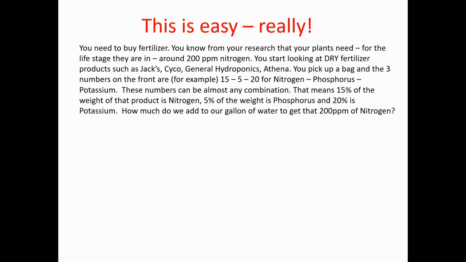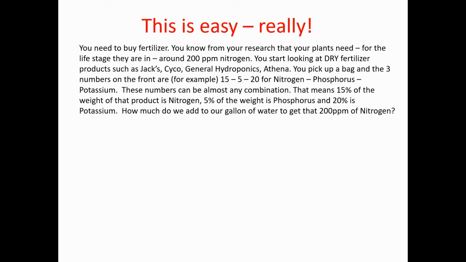Easy for you now. We're going to take a step and actually do a little bit of calculation and how you can use this as a critical tool in your grow operation. So it's time for you to buy some fertilizer. And from your research and from the type of plant that you're growing, you know that for the life stage that your plants are in, you want to be delivering somewhere in that 200 parts per million of nitrogen when you feed.